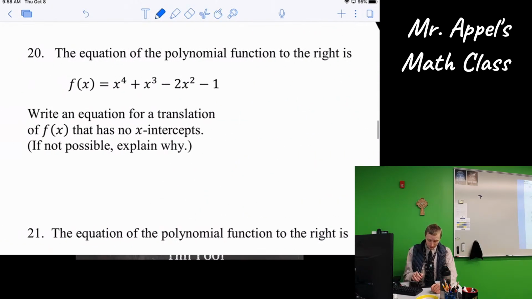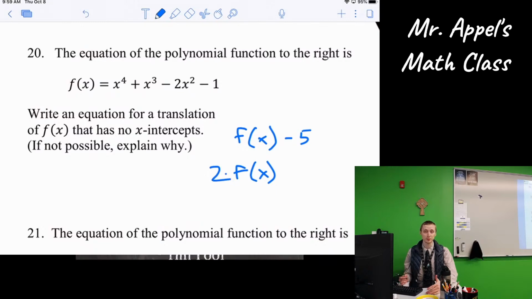And then treat the function just as f of x. I need to take f of x and do what? Subtract 5. Or, I need to take f of x and multiply by 2. Whatever it is, think in terms of the transformation to the function first as f of x. Then go and apply that to the actual equation, because they do want you to write the equation for it.